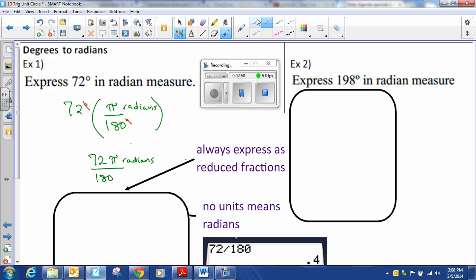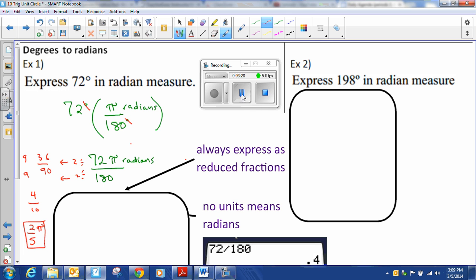So let's go ahead and reduce the old-fashioned way. We have 72 over 180. We'll do half of each, divide by 2, divide by 2. I'm going right to left. Sorry if that bothers you. We have 36 over 90. If I divide out a 9, then I have 4 over 10, which reduces to 2 over 5. And now we put the pi back in, and the answer is 2 pi over 5, or 2/5 pi.